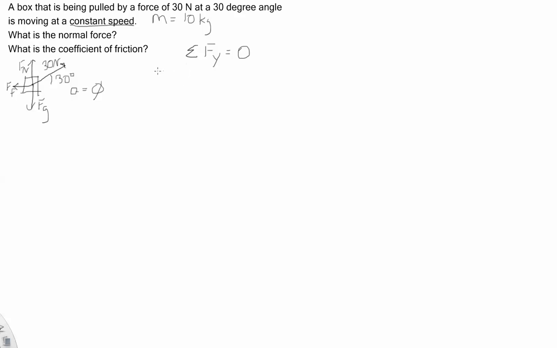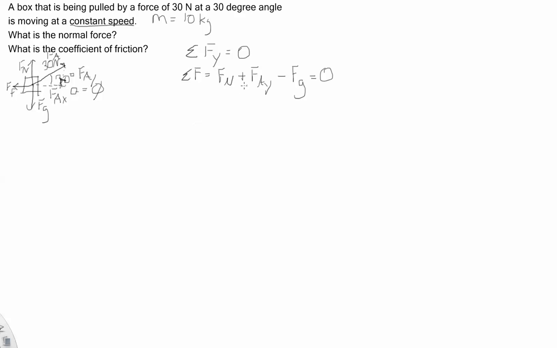Now, when we do the sum of the forces, we have to look at the forces acting vertically. We have the force of gravity going down, normal force going up, but we also have components of the applied force. This is my applied force, that 30 newtons. This is my FAX. This is my FAY. So I have the normal force going up, and the applied vertical force also going up. It's being pulled upward. And then the force of gravity is going against those two, so I'm going to make that negative, and the sum of those is going to be equal to 0.